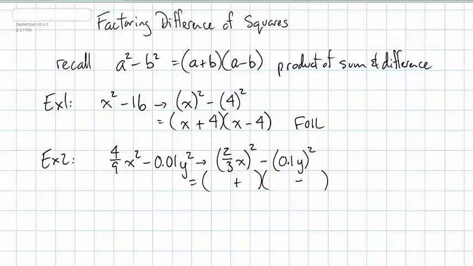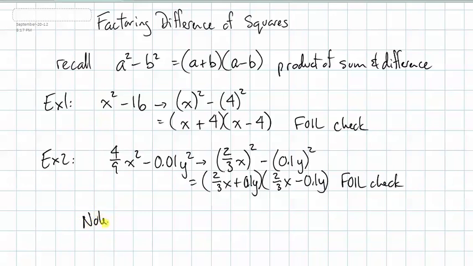two binomials. I'll put the plus and the minus there. I'll put the first term in the first location. And I'll put the second term in the second location. Done. And we'll do a FOIL to check our work. I'll leave that for you.